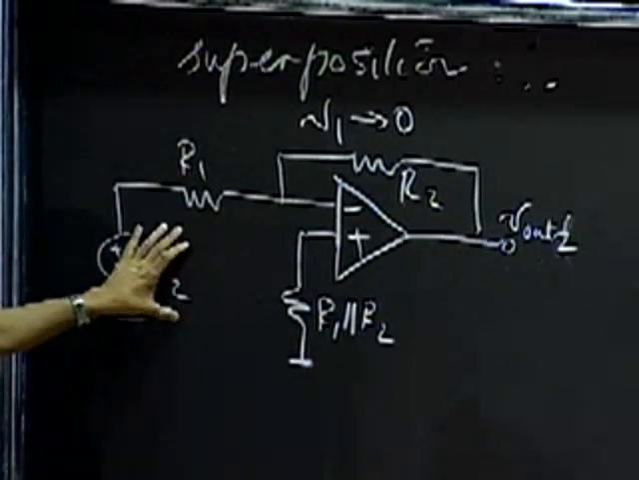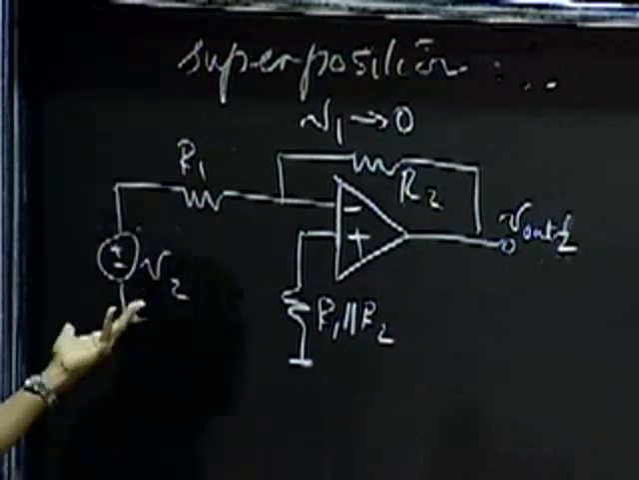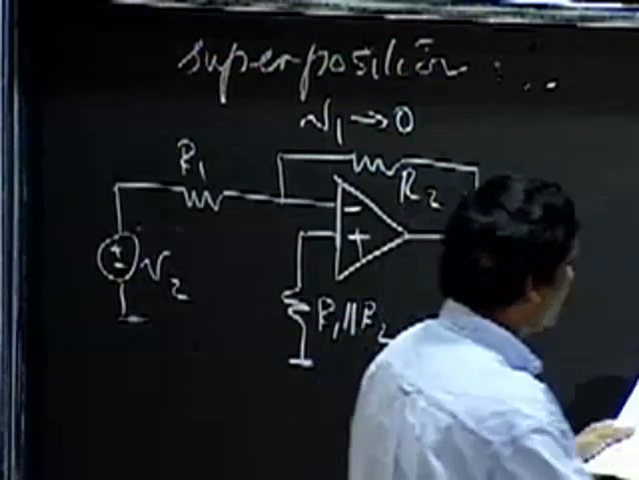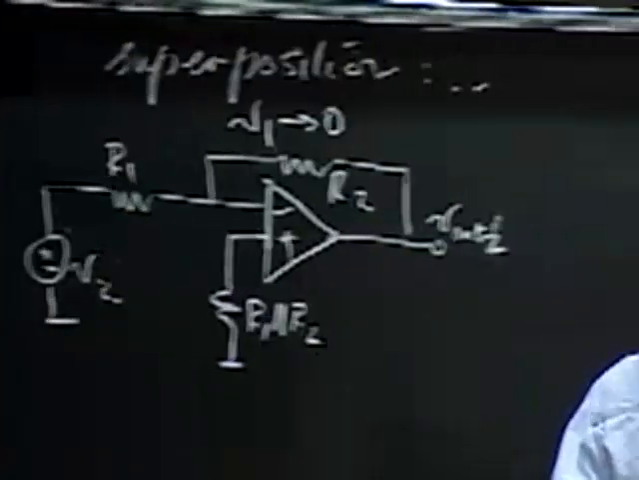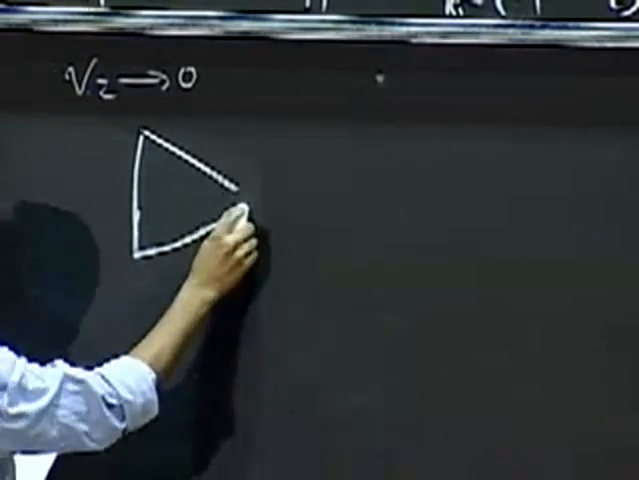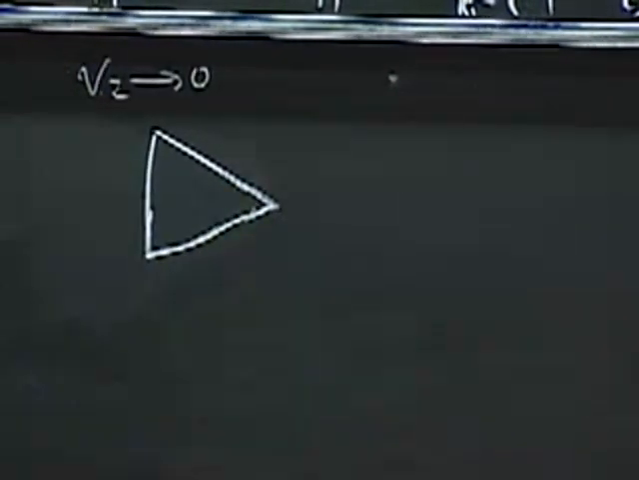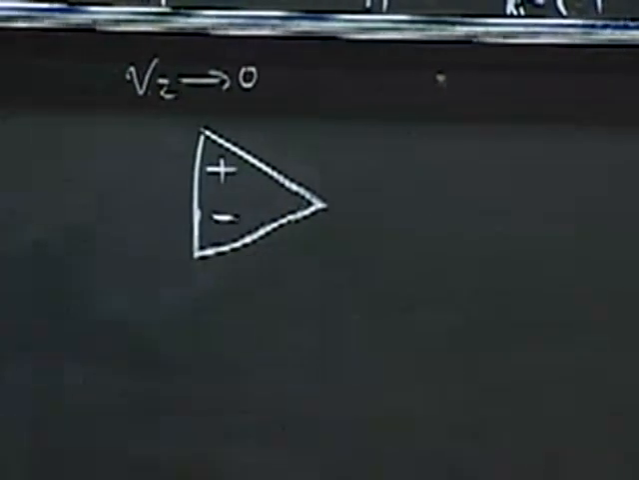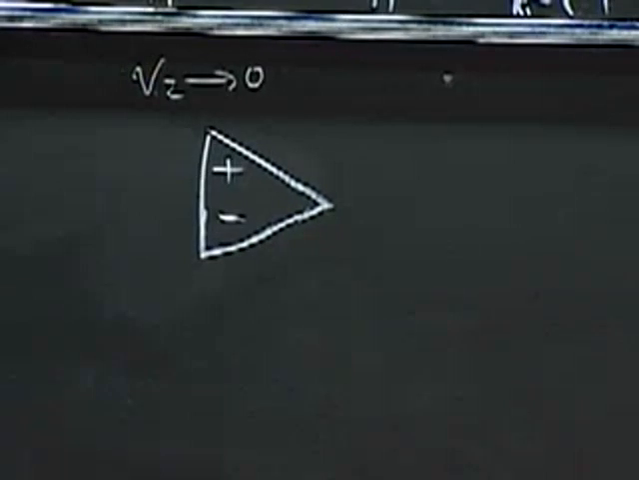Okay, remember superposition? Build 2 subcircuits, one that depends on V2, and another one that depends on V1. So let's do the second one too. The second one is V2 going to 0. So here's my little op-amp, and what I'll do is simply flip the op-amp around, to see if we can identify some interesting patterns.